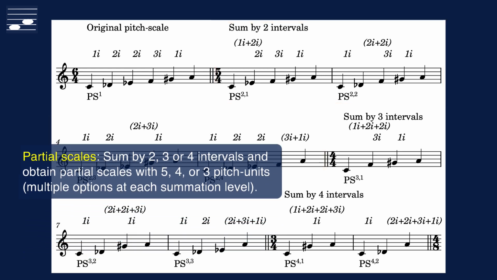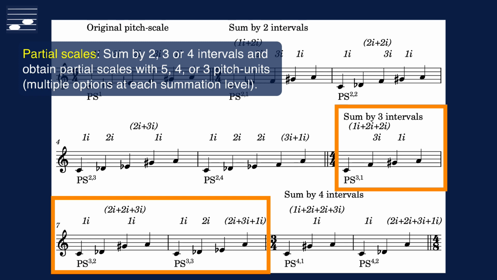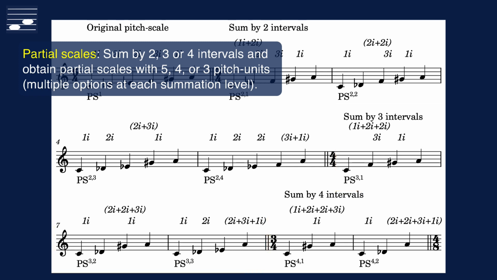The 3 options for summing by 3 intervals, and finally the 2 partial scales when summing 4 intervals. Note that the scales contain more wider interval leaps as we increase the number of summed intervals.